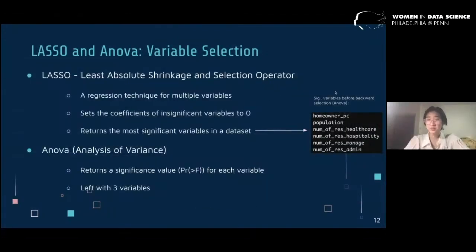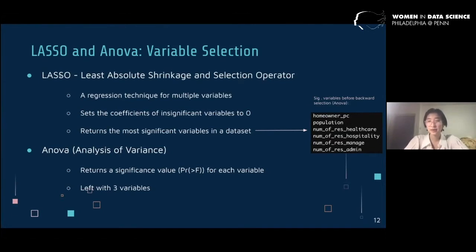The first function that we used in this process was lasso, which stands for least absolute shrinkage and selection operator. Lasso is a regression technique for multiple variables. It essentially creates a linear regression model and tries to minimize the weights involved. That is, it tries to make as many weights 0 as possible. Now, if the weight or coefficient of a variable is 0, that essentially means that it's entirely insignificant to the final model and can thus be removed. Lasso therefore removes all of the variables that have weight 0 and returns the remaining variables in a data set.